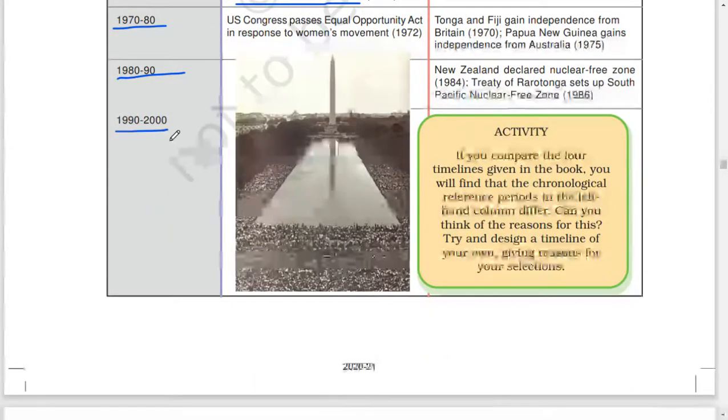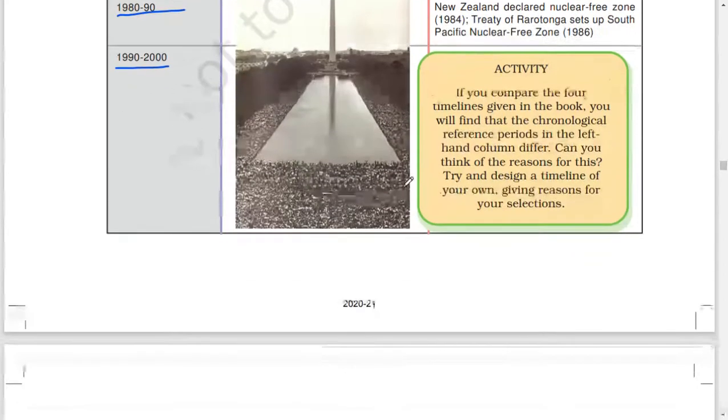1990 to 2000. Activity: If you compare the four timelines given in the book, you will find that the chronological reference periods in the left-hand column differ. Can you think of the reasons for this? Try and design a timeline of your own, giving reasons for your selection. Comment on this.